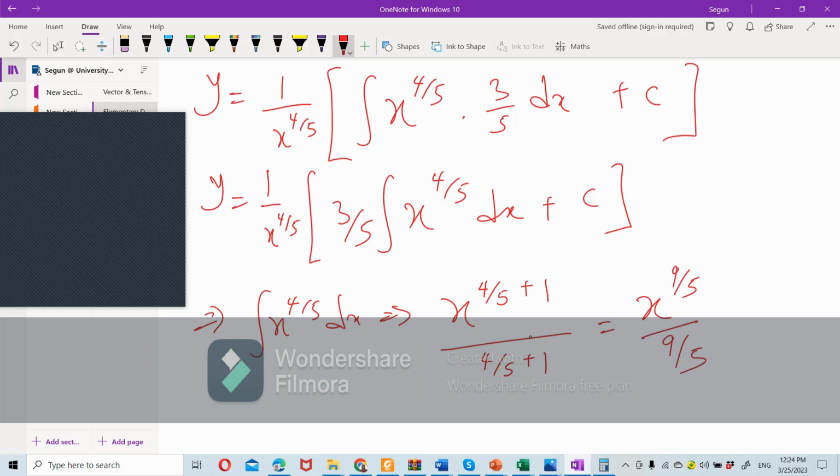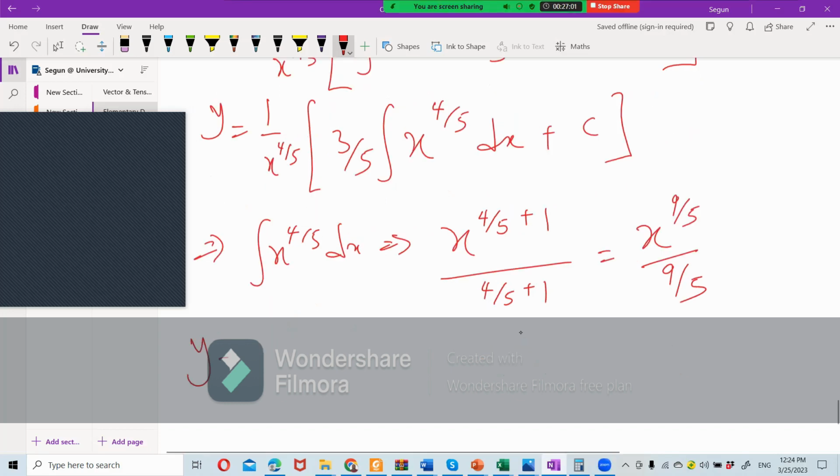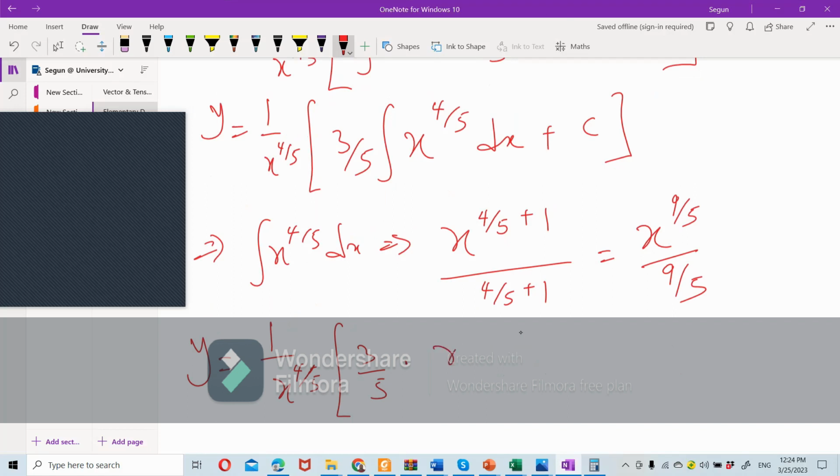So it's going to be x raised to power 9/5 divided by 9/5. Right? So I can substitute it into my place in my y. Y equals 1 all over x raised to power 4/5 multiplied by 3/5 dot x raised to power 9/5. Remember, it's divided by 9/5. So if I change it, let me just write it for the benefit of doubt, 9/5 plus c.